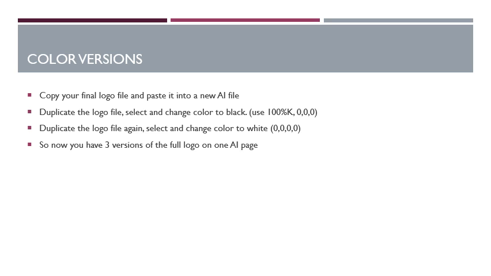So one of these logos is the red. The next one is going to be black. So I'm going to select all the elements and just change the color to black. Make sure you're using 100% black. Black is noted as K in the print world. No magenta, no yellow, no cyan. So it's 100% black. And then you're going to duplicate your file again, and you're going to save it as white. So white being 0 cyan, 0 magenta, 0 yellow, 0 black. Just white. So now I have 3 logos on one Illustrator page.